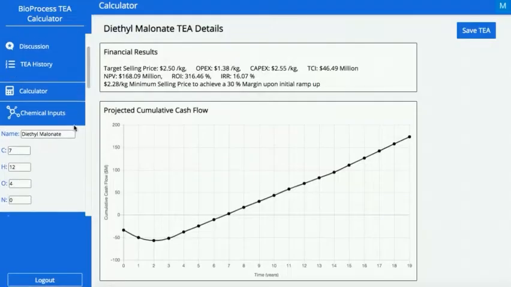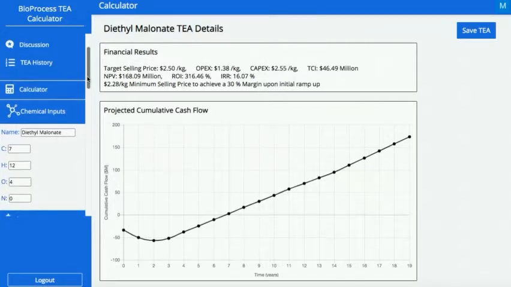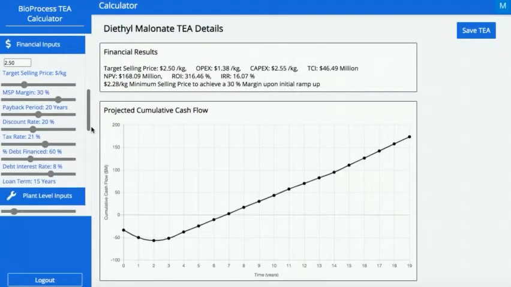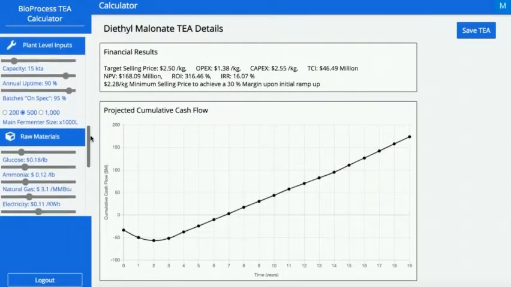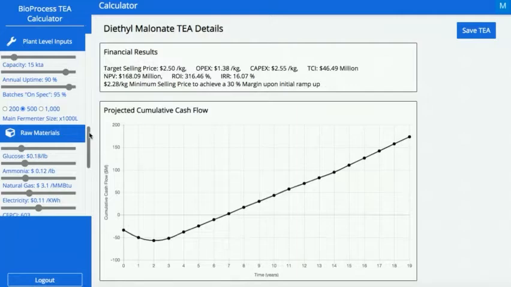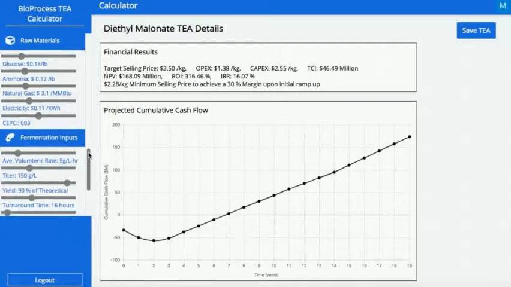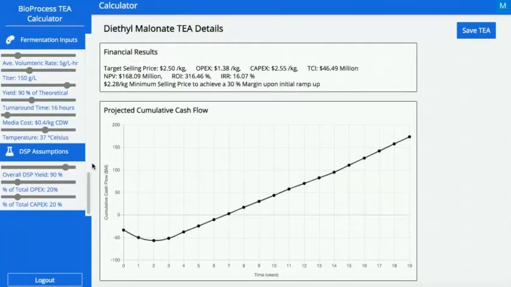As a reminder, the user inputs are all on the left navigation pane, and the results are updated in the main window. The input is broken down into 6 different areas: the target chemical input, financial inputs, plant level inputs, raw material inputs, fermentation inputs, and downstream purification process assumptions.